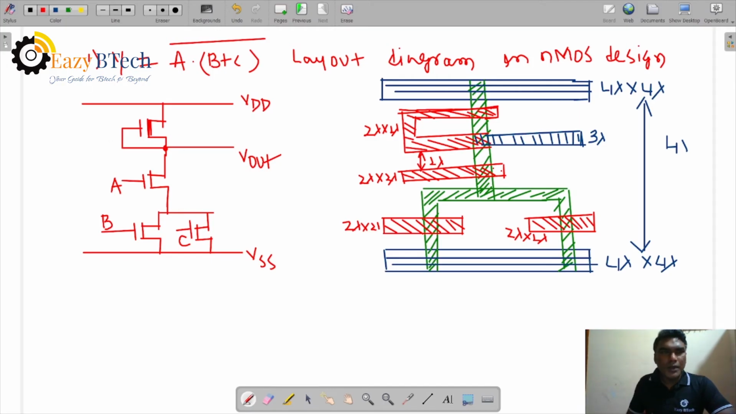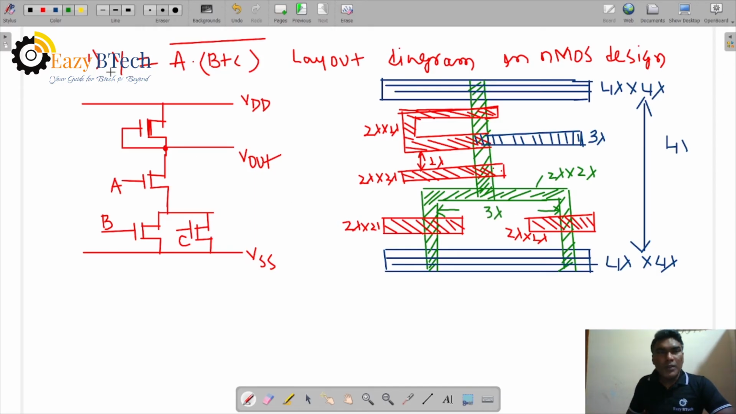Okay. And N diffusion, it is 2 lambda into 2 lambda. So length and width should be 2 lambda. The minimum separation, N diffusion to N diffusion, is 3 lambda separation.